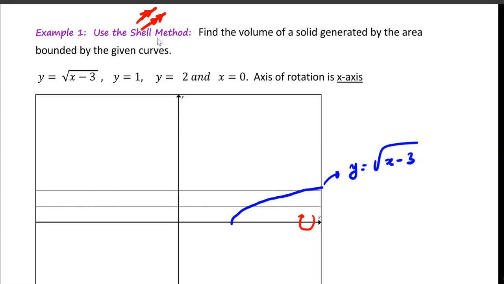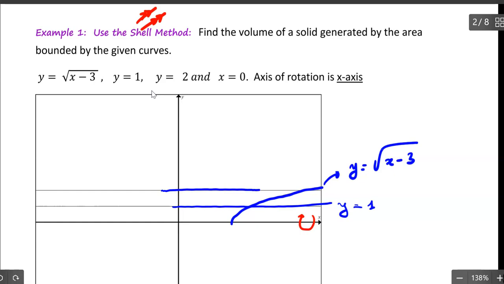But let's find the area first. The area is set by y equal to 1, which must be this line right here. Now y equal to 2 is this one. And then x equal to 0, which is the y-axis, so it's actually this one right here. Let's shade our area. Okay, we shaded the area.